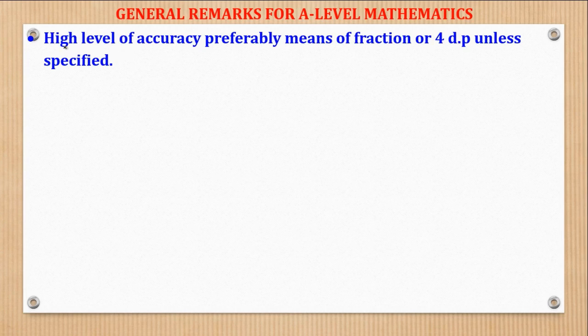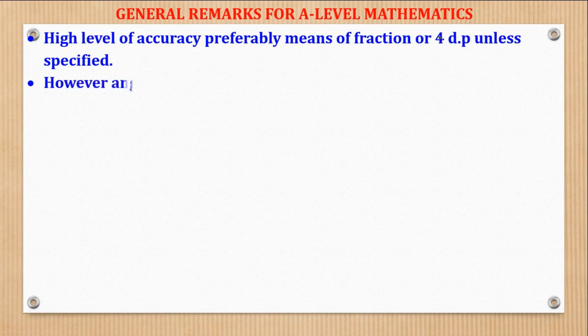So one of the things you need is a high level of accuracy, preferably by means of fraction or to 4 decimal places unless specified. In an exam, there are sometimes when they will specify, they will say give your answer to 3 decimal places or 2 decimal places. In that case, you don't follow this rule, but if they don't, you have to either use a fraction or 4 decimal places.